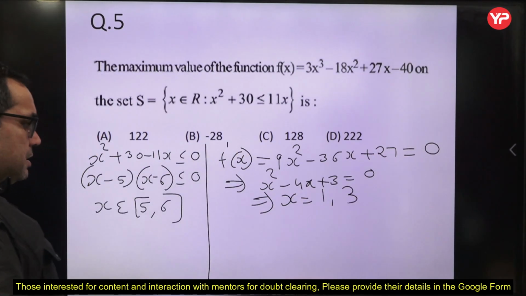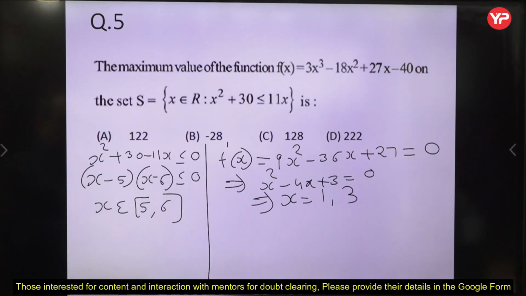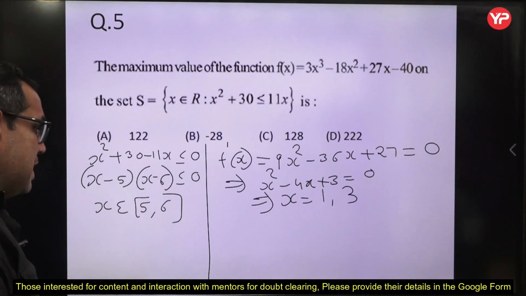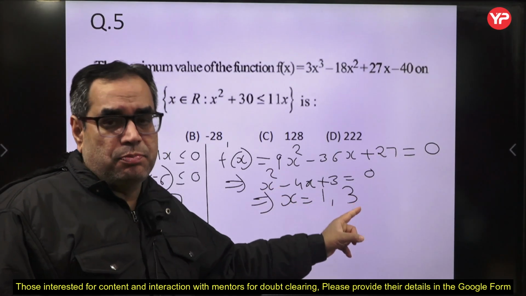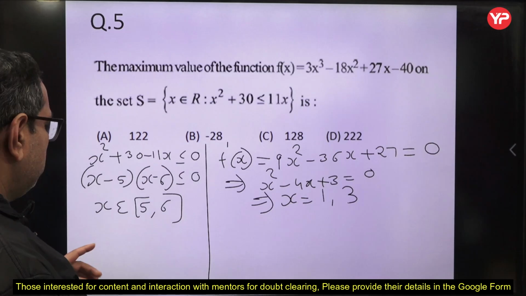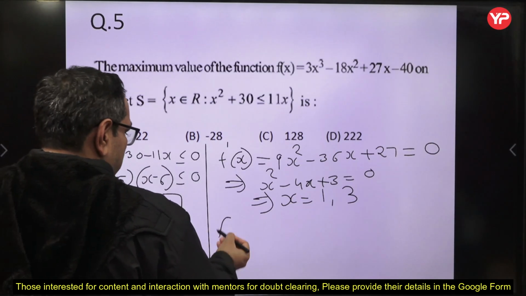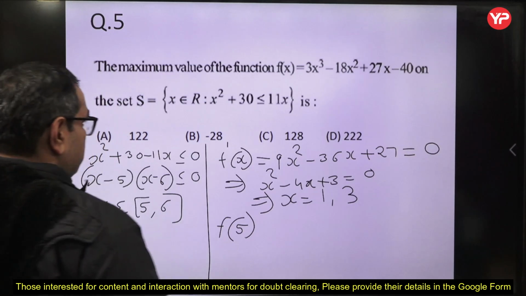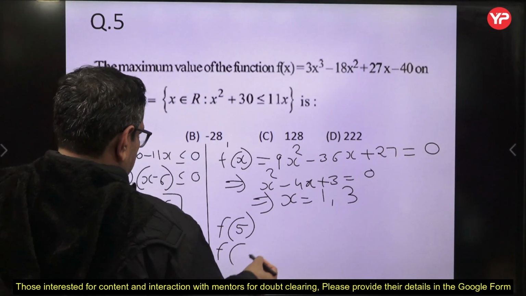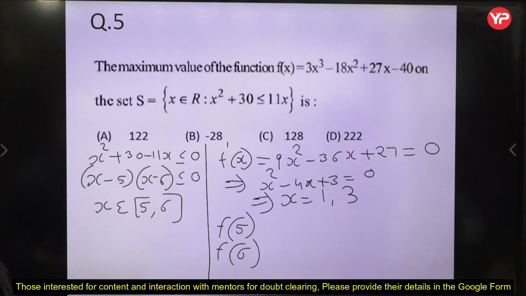Now see which point is lying inside this interval. The interval is from 5 to 6, but our maxima or minima points we are getting, 1 and 3, are outside it. This is the main problem here. You are getting maxima or minima outside, so we will not check the value of the function at these points. We have to compute only the endpoints: f5 and f6, and choose the maximum value from these two.